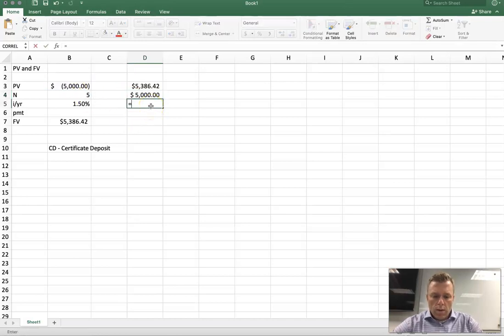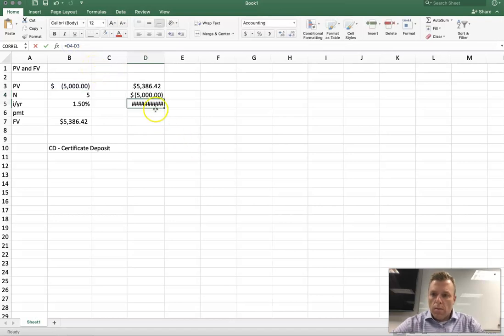What we put in is 5,000. So let's do the difference. Minus, enter. It's already got a negative in there, so let's make that negative, and let's change that to plus. There we go. So our net proceeds from that is $386. For 5 years, that's very little return on your money.